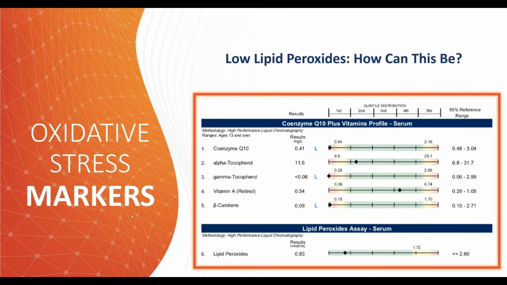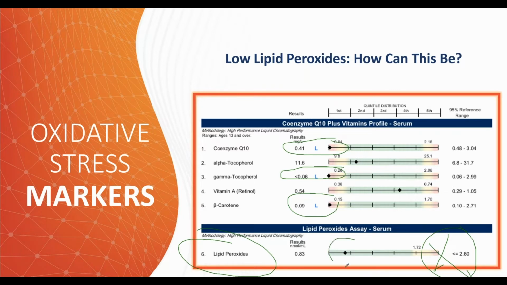So now we're treading into Dr. Lord land, right? And now we're saying, okay, well, this patient, low CoQ10, low gamma tocopherol, low beta-carotene, clearly the fat-soluble antioxidants are low. That's not good. So now we're thinking, well, after what Dan just said, lipid peroxides are going to be high because the lipids are getting damaged. But lo and behold, they are not high. In fact, they're low. They're in the lowest quintile.